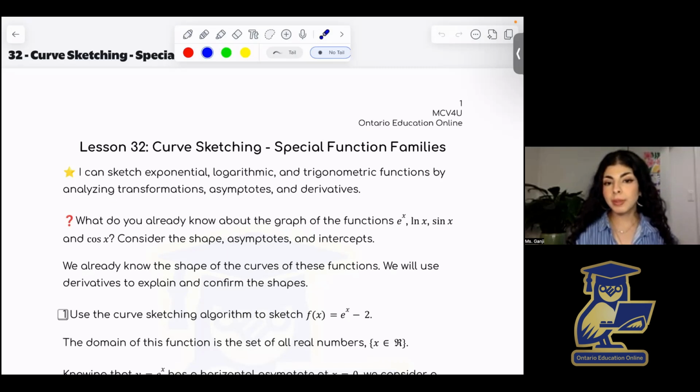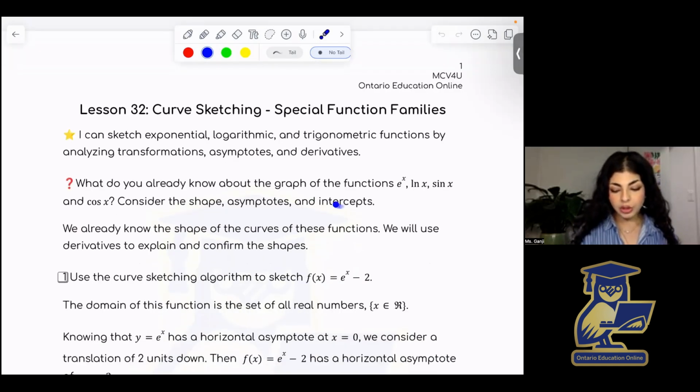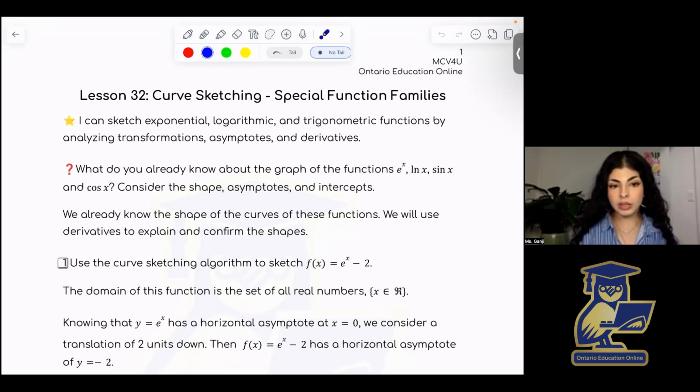So curve sketching of special function families is not a major requirement of this course, but because we have seen derivatives of these functions and worked with them, I did want to make connections between what we already know about transformations to derivatives and the curve sketching algorithm. So if you aren't sure about the curve of any of these basic functions, please make sure you are using curve sketching tools to give yourself a refresher. But it's going to assume that you already know what the shape of these functions look like, and now we're just going to use derivatives to confirm and explain those shapes.